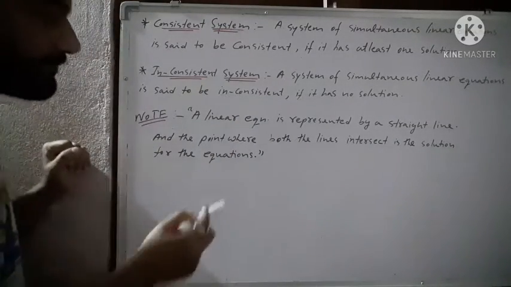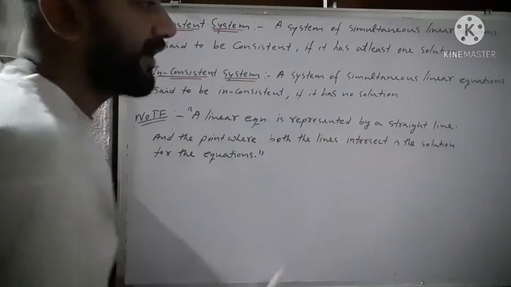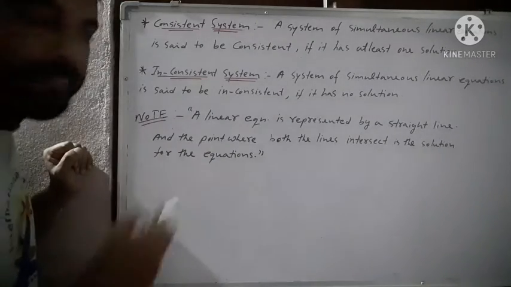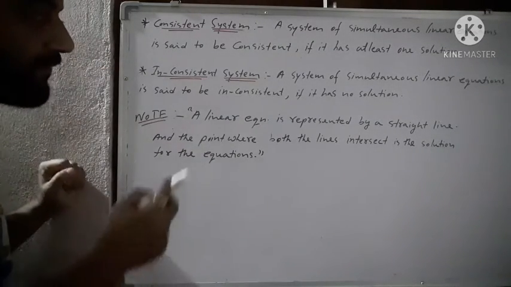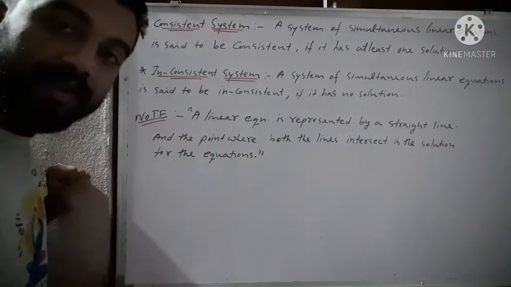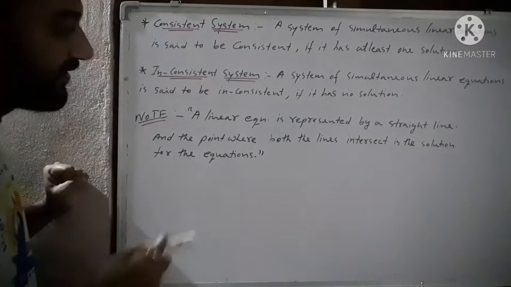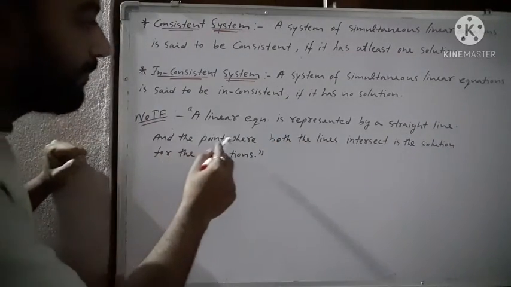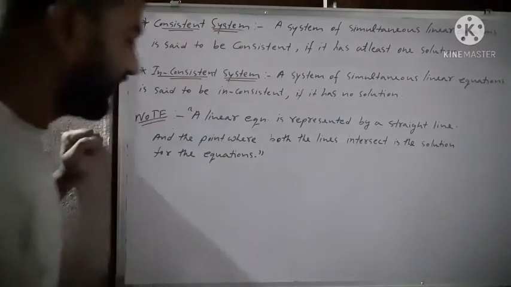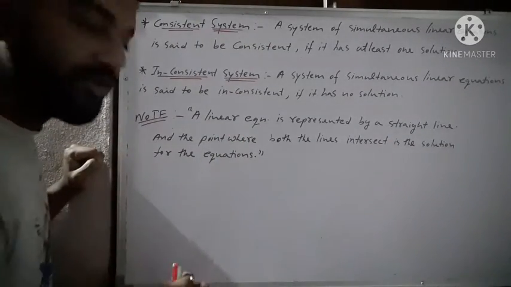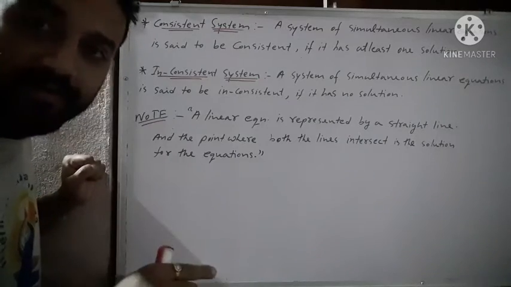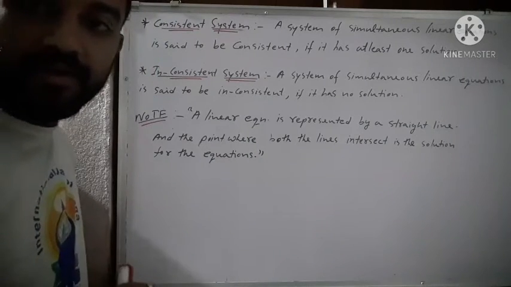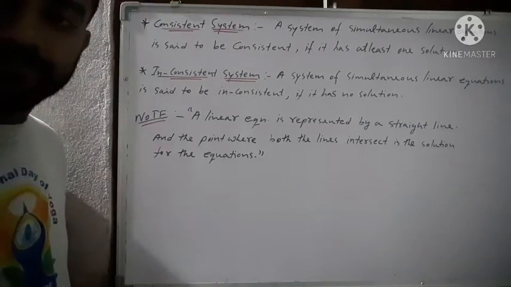Now let us take a note. A linear equation is represented by a straight line, as we have already studied in the second chapter, that is polynomials. That means the graph of a linear polynomial is always a straight line. So a linear equation is represented by a straight line, and the point where both the lines intersect with each other is the solution of the equation.